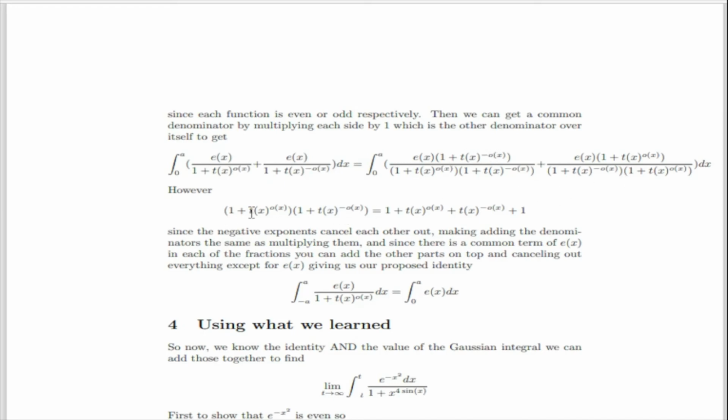And since when you multiply them together, it equals the added of them together. Really the only term you have to check is the 1 on the last term, because anything to a power times itself to the same negative power is 1, since the negative exponents cancel out with each other, making adding the denominators the same as multiplying them. Since there's a common term of E of x in each of the fractions, you can add the other parts on top, and canceling out everything for E of x just gives us our second proposed identity.